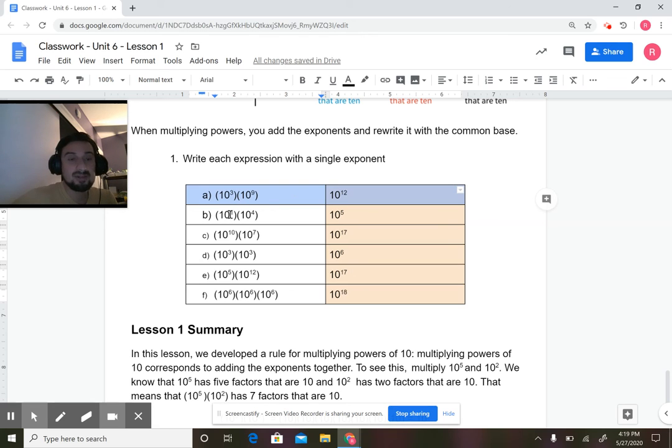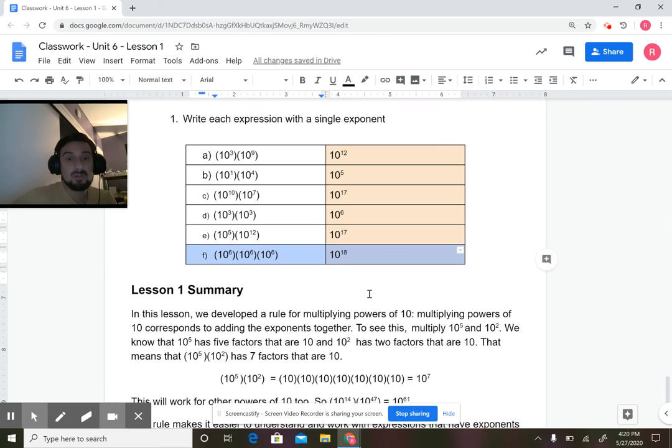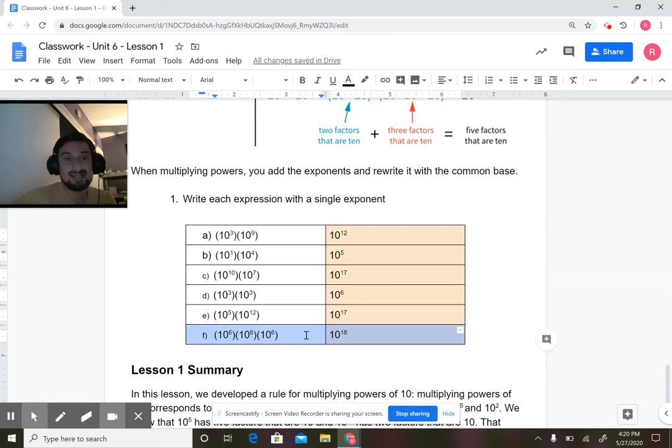10 to the 1 power times 10 to the 4th is the same thing as 10 to the 5th. 10 to the 10 times 10 to the 7th, the same thing as 10 to the 17th. 10 to the 3rd times 10 to the 3rd, same thing as 10 to the 6th. 10 to the 5th times 10 to the 12th, same thing as 10 to the 17th. You're adding the exponents, right? Each time you're adding the exponents if they have the same base. So now over here, 10 to the 6th times 10 to the 6th times 10 to the 6th is 10 to the 18th.